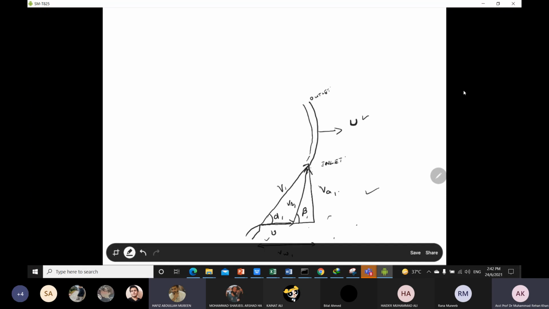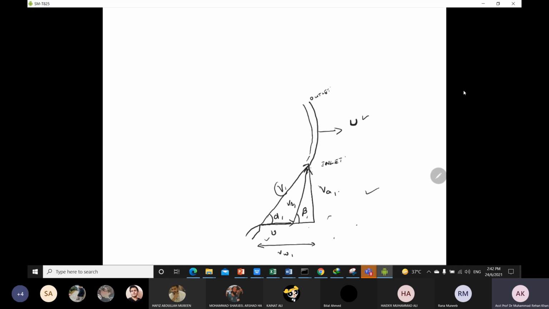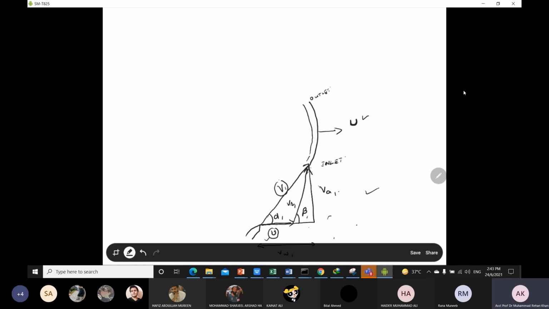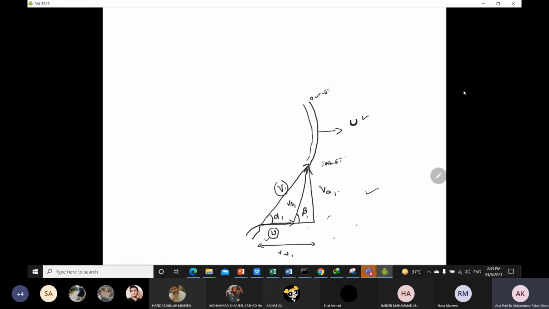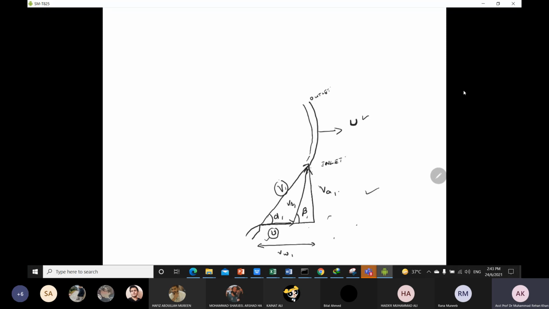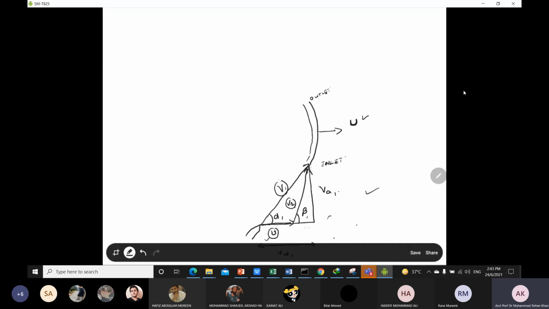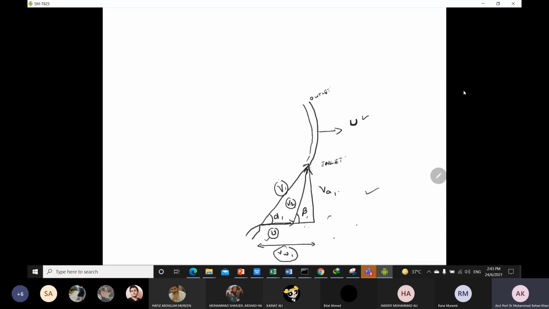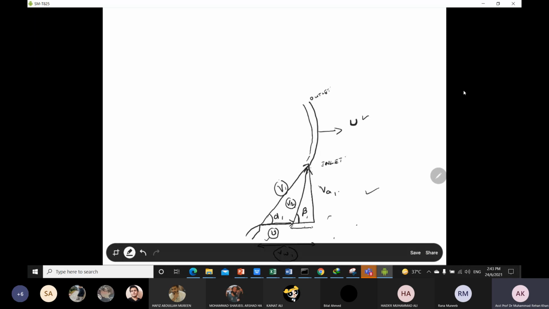Okay, so this is the absolute velocity, this is the blade velocity. The absolute velocity is the velocity of the steam coming out of the nozzle. U is the blade velocity, and the angle between V1 and U is alpha 1, which is the nozzle inlet angle. Then there is a relative velocity Vr1, and there is the whirl velocity Vw1. The angle between these components is called beta 1, which is the blade inlet angle.